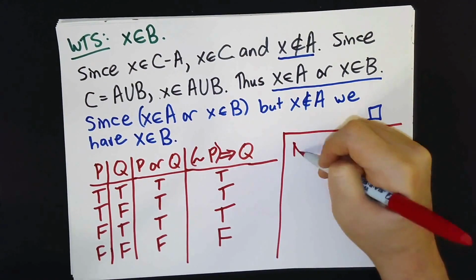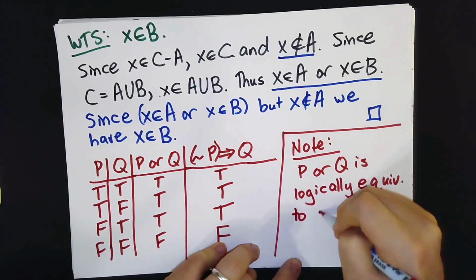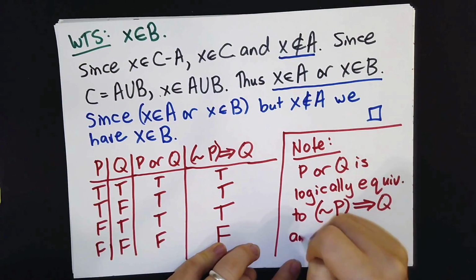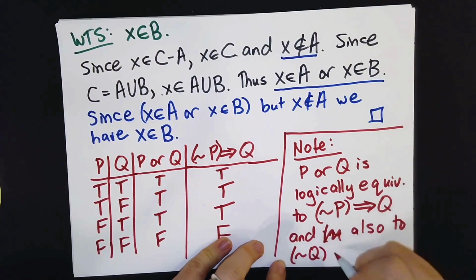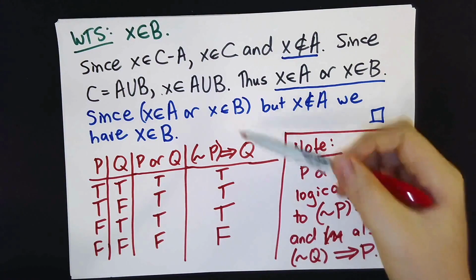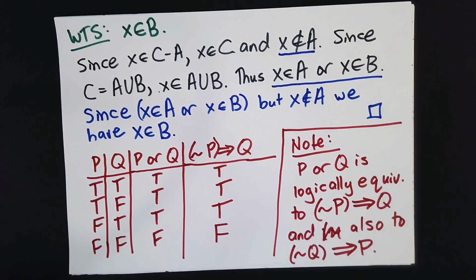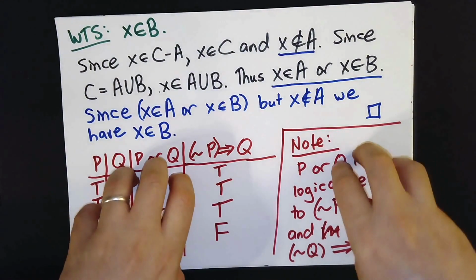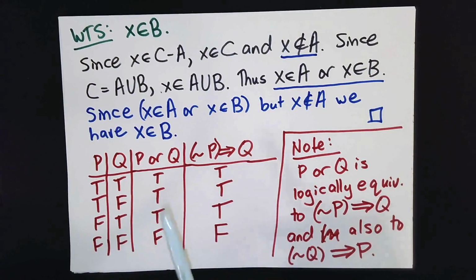In particular, P or Q is logically equivalent to not P implies Q. And also to not Q implies P. For exactly the same reason, you can write down the truth table and see that it also works this way. Now, I'm not saying you had to think of it this way, but I think this is useful, and you'll see why later a number of times, to note that an or statement is really itself an implication.